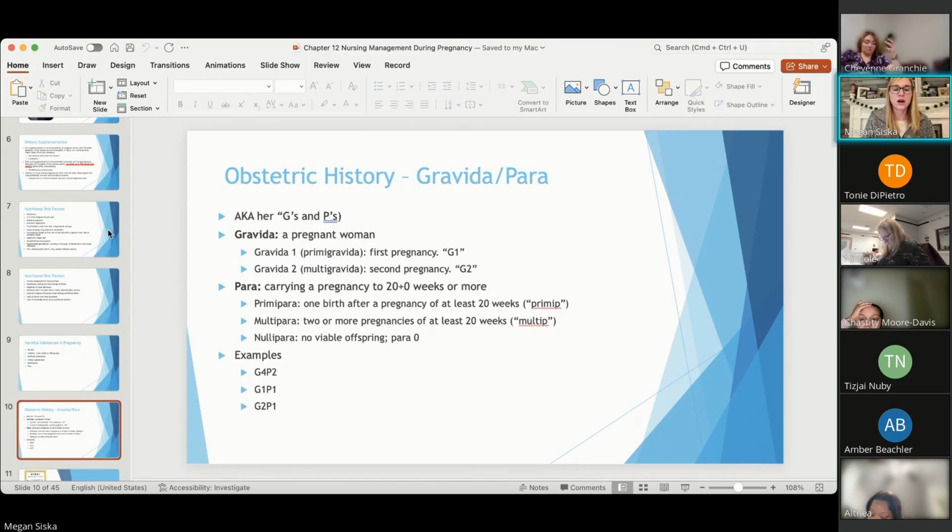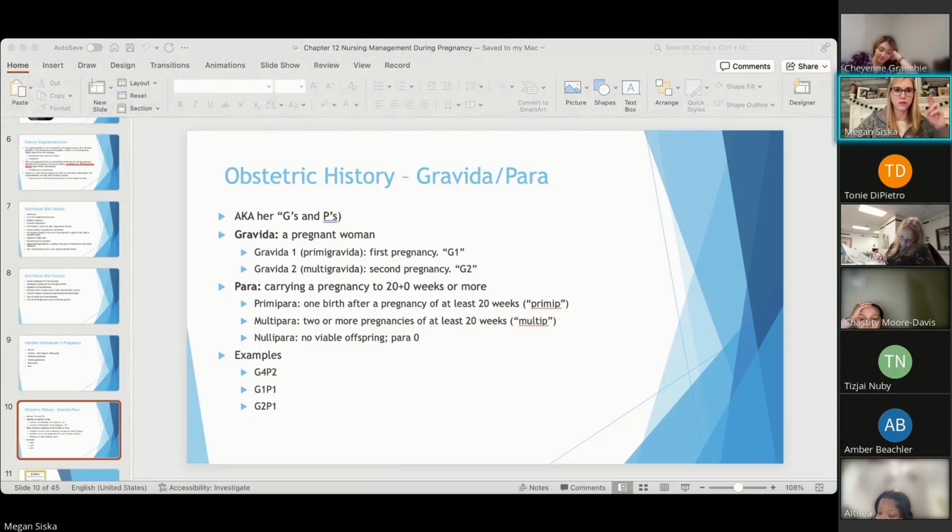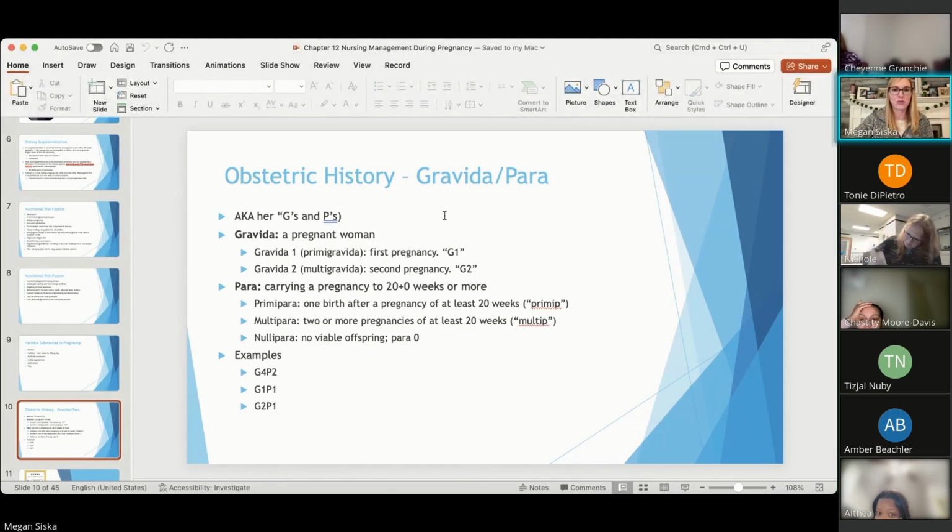Okay, let's talk about a little bit more OB terminology here. Gravidipara, or G's and P's. I want to make this lingo a part of your world, because when you go to clinical, this is how we talk. It's annoying. If you don't know what we're saying, it is a whole new language. So I want to introduce you to my language. So G's and P's, what I mean when I'm saying what are her G's and what are her P's, it's her gravidipara. Gravida is a way of saying a pregnant woman.